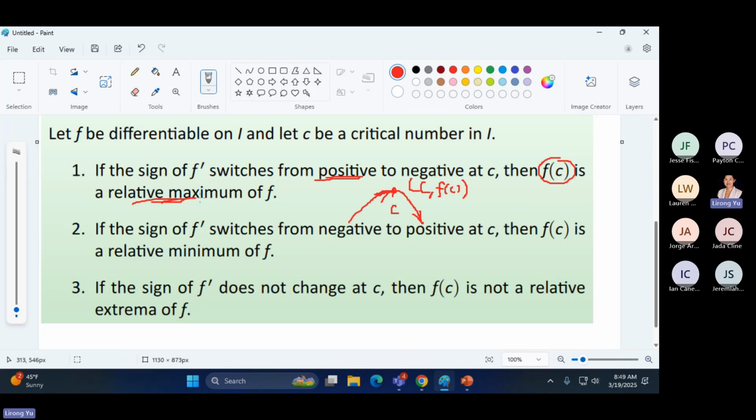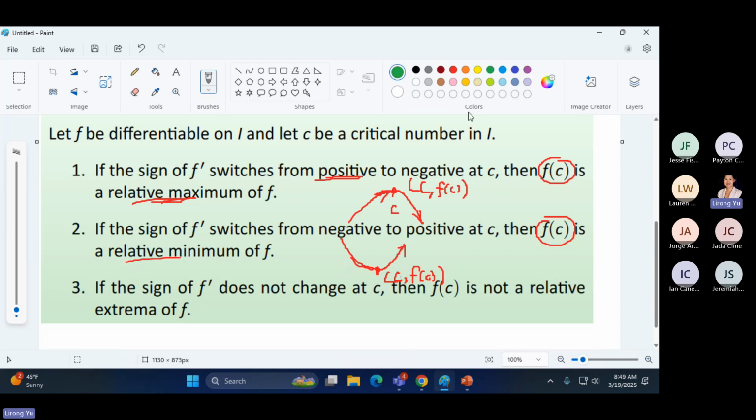Second scenario: suppose the sign of the derivative switches from negative to positive. So what does it mean? If it's negative, then it's decreasing. If it's positive, then it's increasing. So that means the function's graph switches from decreasing to increasing at C, which is right over here. And then C is the x value, f of C is the y value. Then f of C has to be a relative minimum.